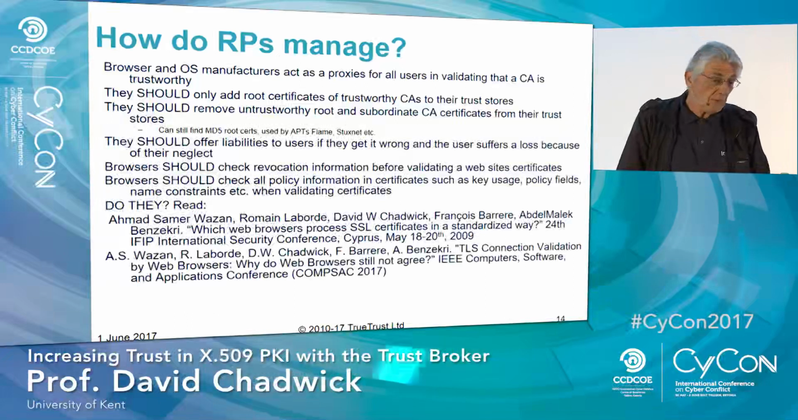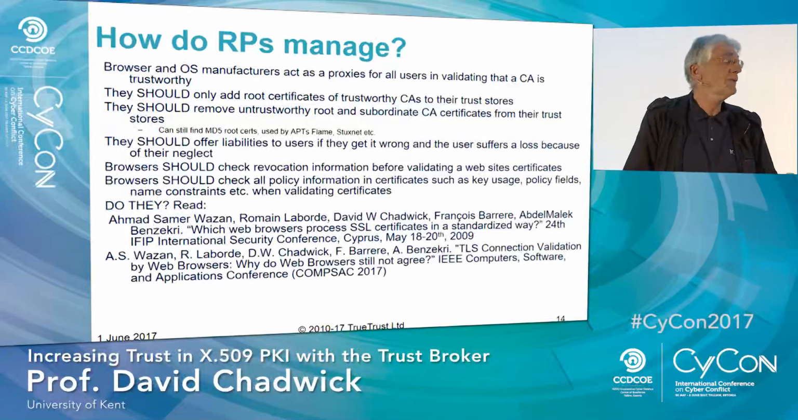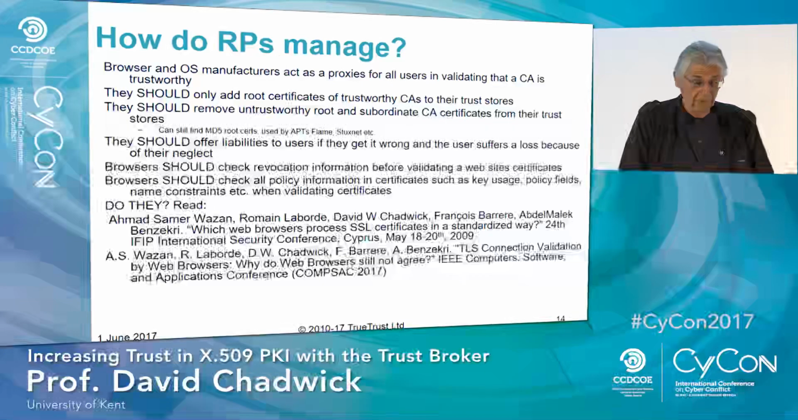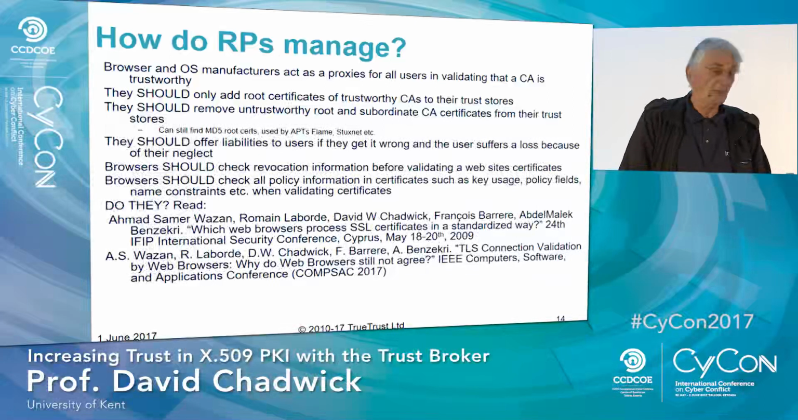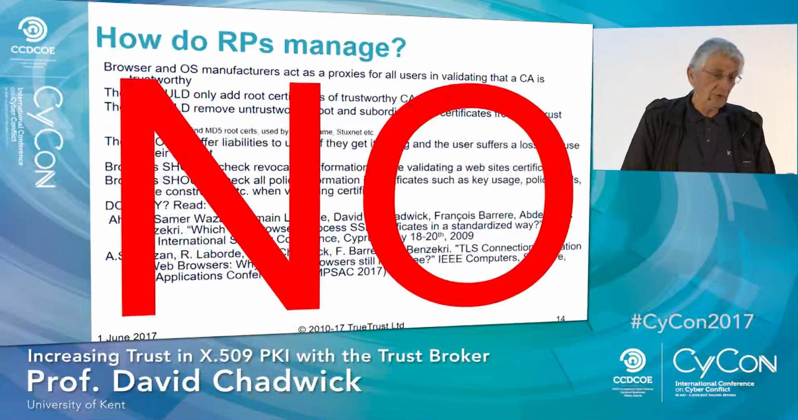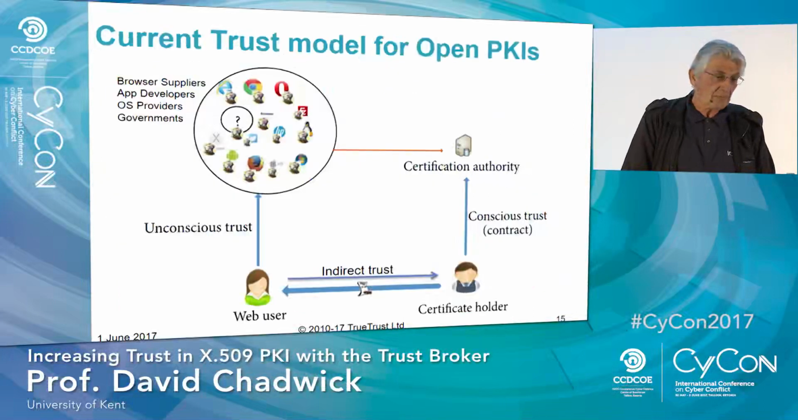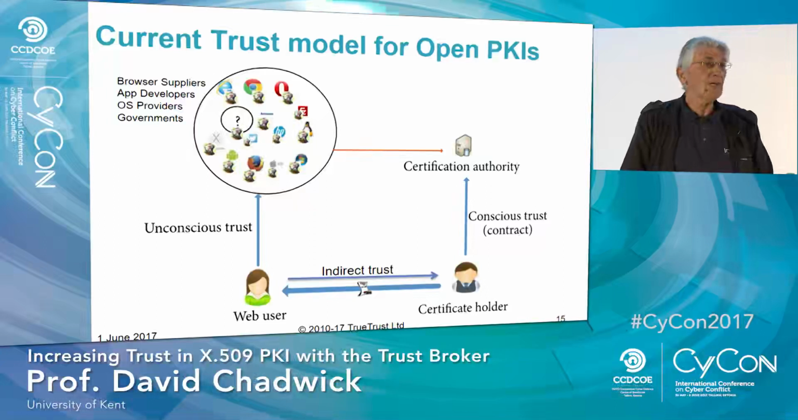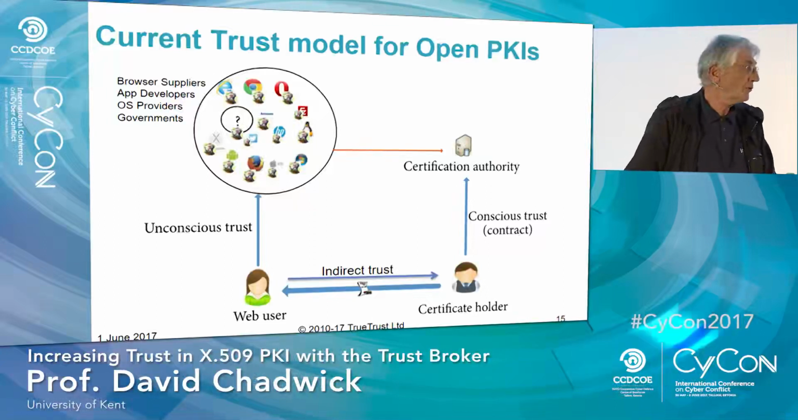We've got one coming out this year in Compact 2017, which has done another analysis and found that they're still not getting it right. There's been an improvement in the last 8 years. There's been an improvement, but it's still not there. So the answer is no, we can't manage. So the current trust model, in reality, is not the three-cornered trust model that X509 said it should be.